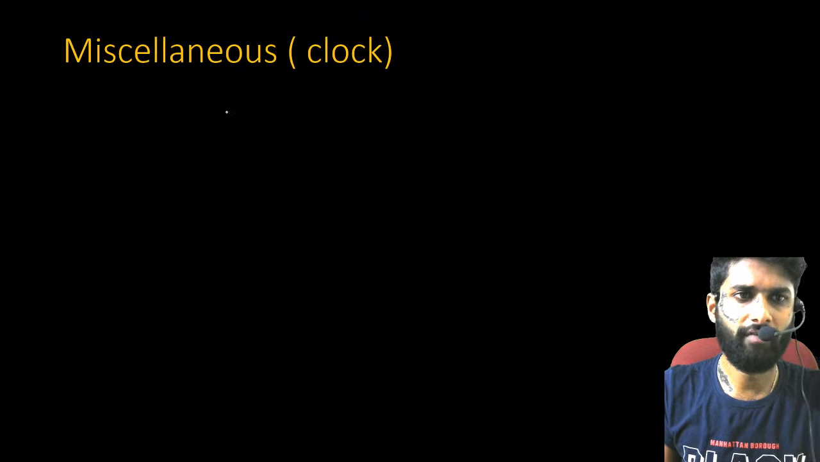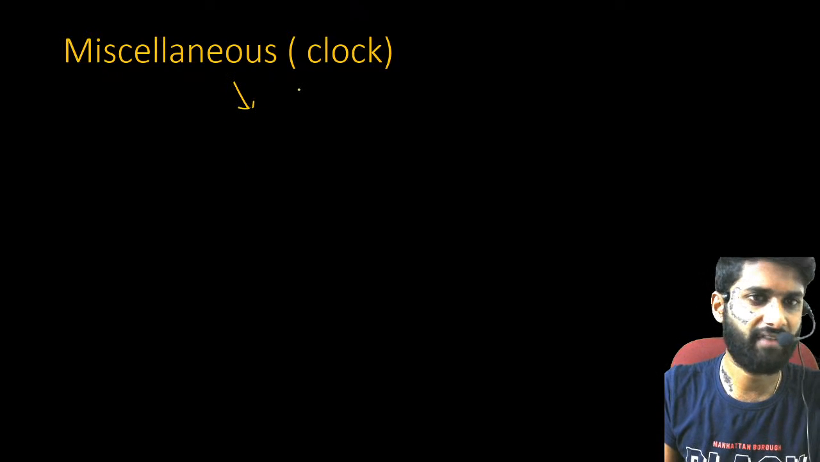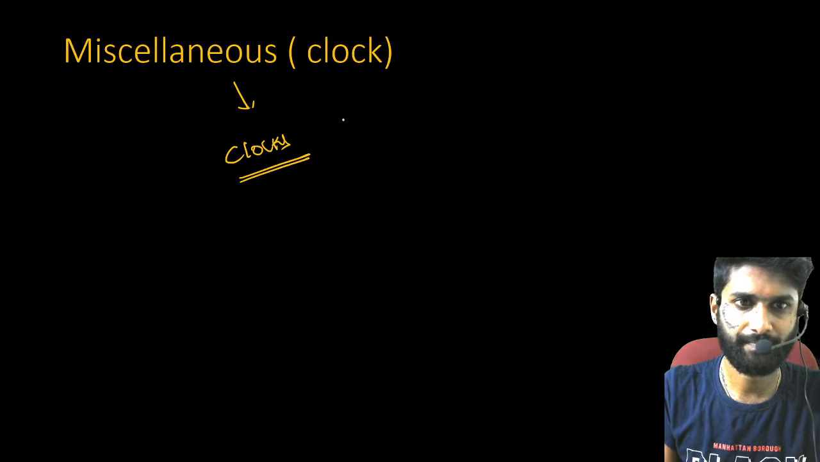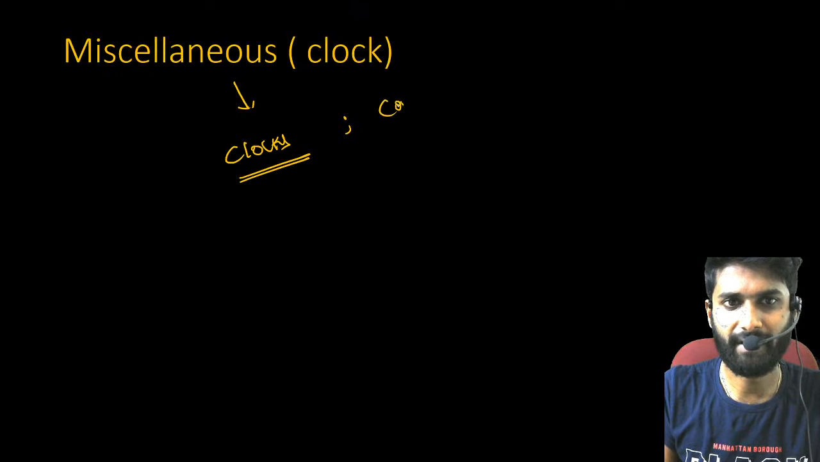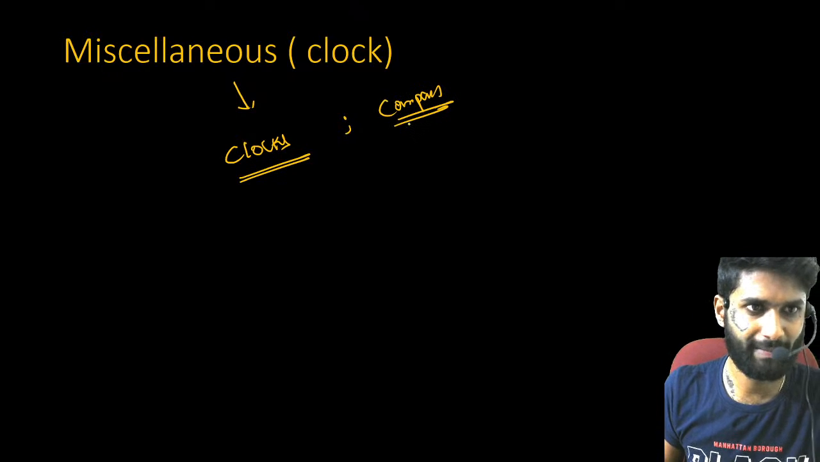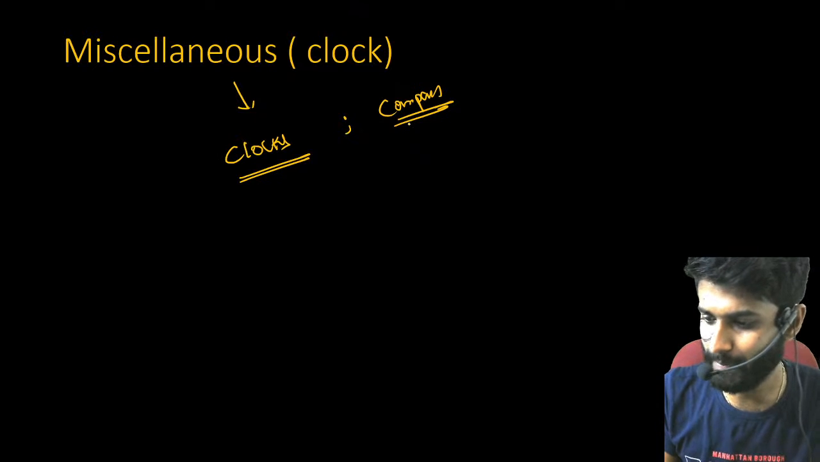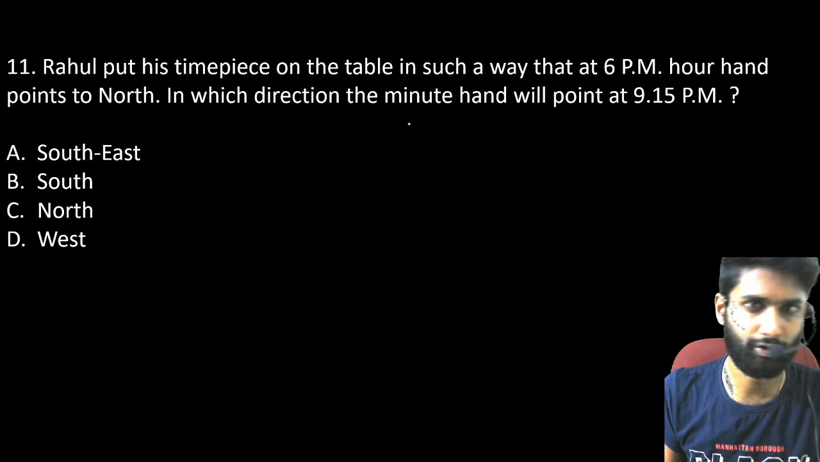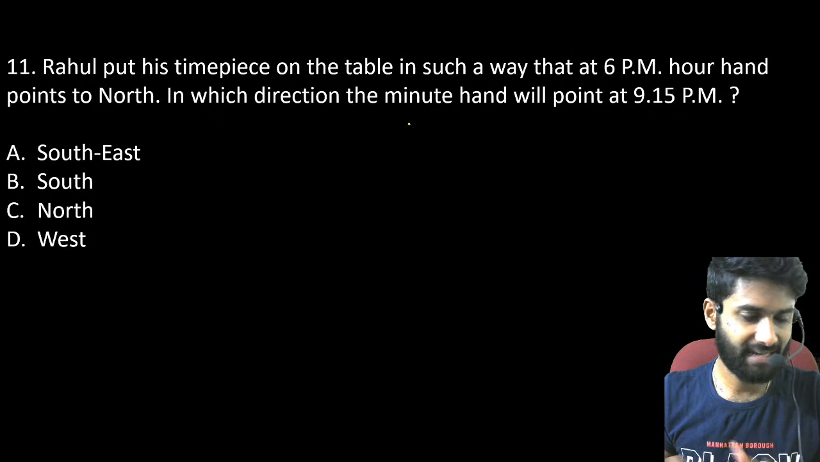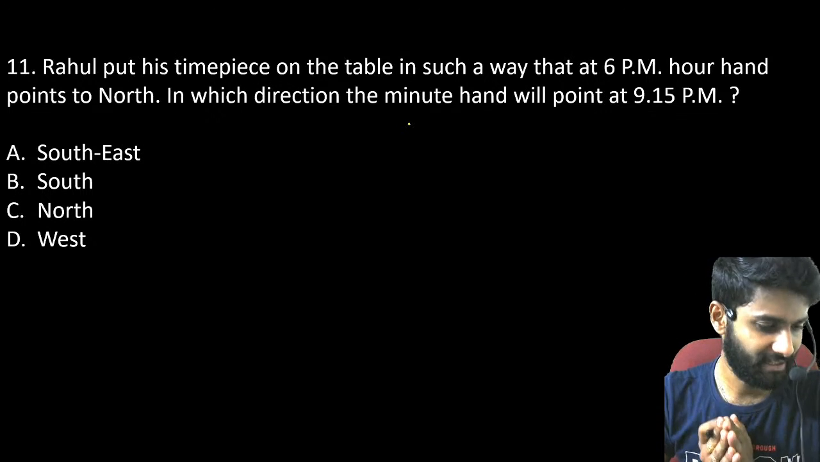See, whenever you solve any miscellaneous question, we require references. Maybe the questions are related to clock-based and compass-based problems. These are the two types of questions you can expect from the miscellaneous. But okay, if there is no clear concept, just go through the question directly. So this is the question. Just compare with the original direction, then you can get the answer.